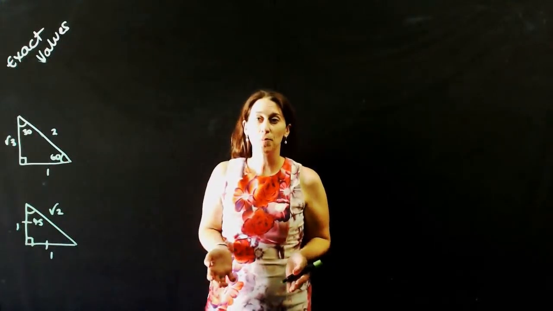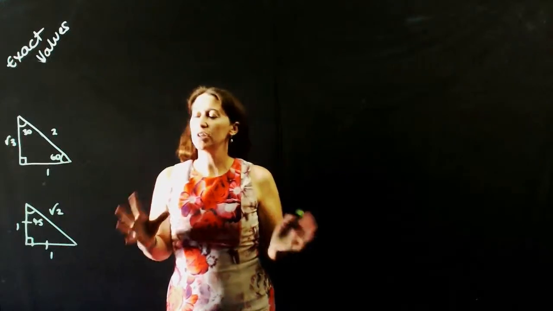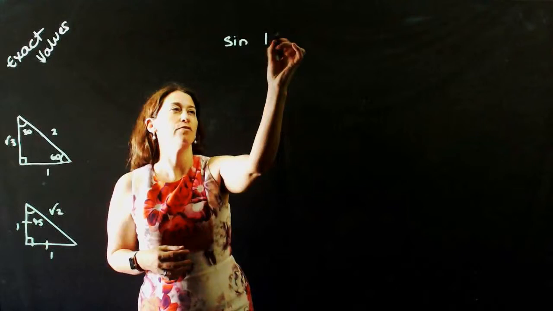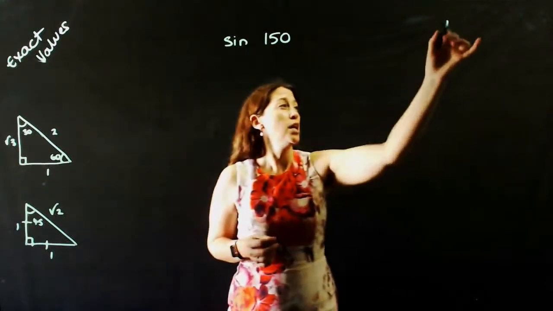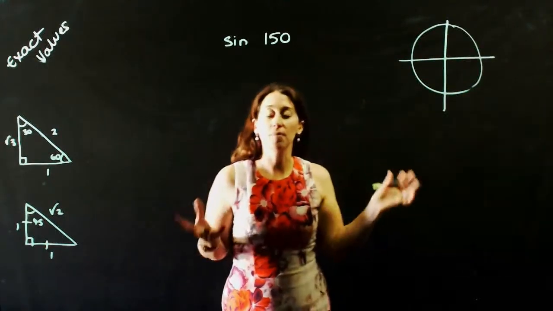In this video I'm going to talk to you about exact values and how we calculate those without a calculator. So let's talk about finding something like sine 150 degrees. To do this, I'm going to draw a little unit circle. And the unit circle, remember, with its symmetry properties, has information on there.